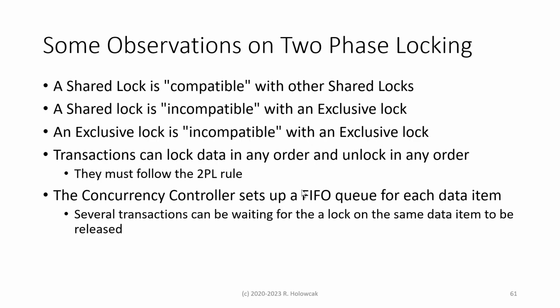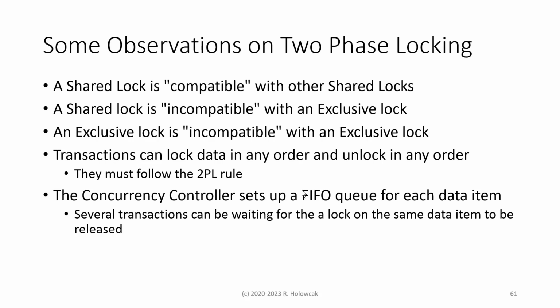Here are some observations. A shared lock is compatible with other shared locks, so two or more transactions can get shared locks on the same data. However, a shared lock is incompatible with an exclusive lock, and exclusive locks are incompatible with other exclusive locks. So that's really one of the key pieces here. When a transaction has an exclusive lock on some data, no other transaction can even read what the value might be for that data item. So an exclusive lock really does block out any other transaction from reading or writing.